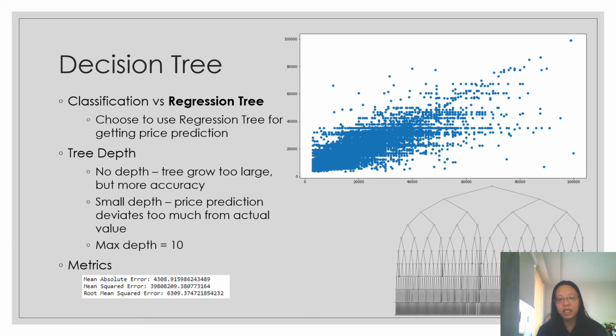The bottom right-hand corner is the decision tree. As I mentioned, because the maximum depth is about 10, the tree is actually quite large. Theoretically, we can see the decision made in each node, but this is not able to be shown in this presentation.